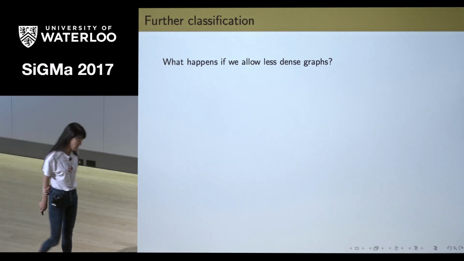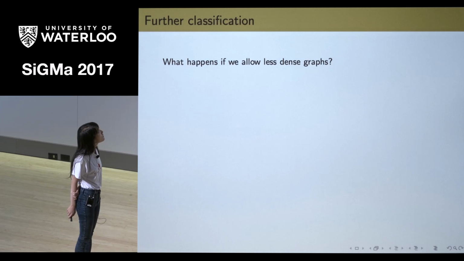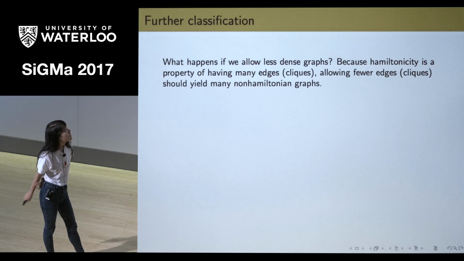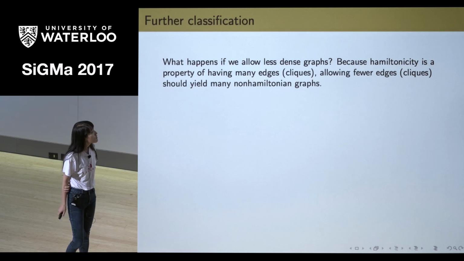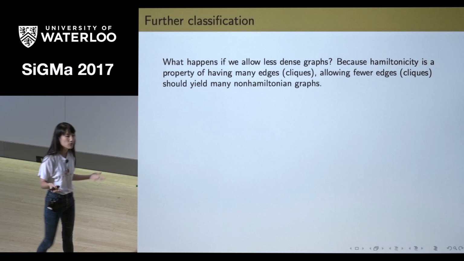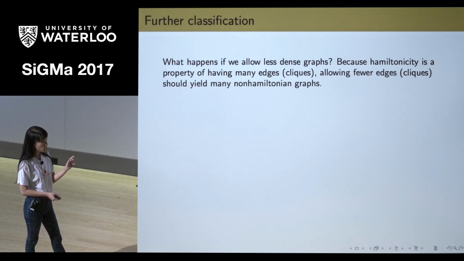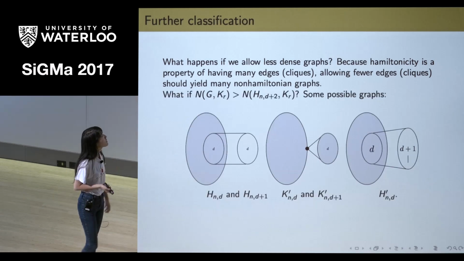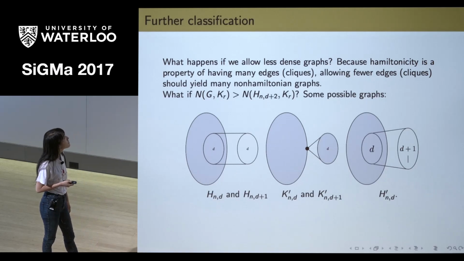So we might want to do another step of this classification. But what happens if we allow less dense graphs? Hamiltonicity is a property of having many edges or many cliques. So if we allow fewer edges or cliques, then we should have many different types of non-Hamiltonian graphs. So we have this threshold for a number of cliques or number of edges, whatever you want. And if we make the threshold too low, then we should expect lots of different graphs, so we can't get a great classification. But we can try to be a little bit modest.